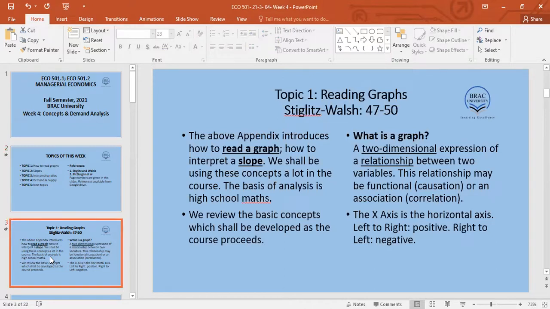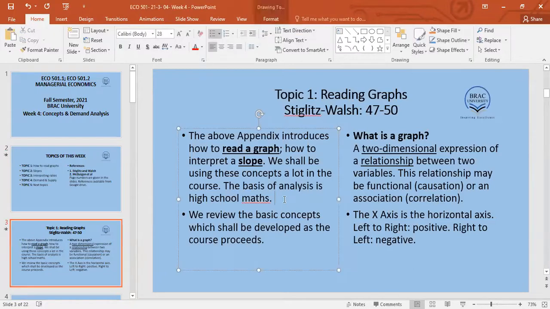Okay, first of all, the first topic that we're going to do is how do we read a graph and how do we interpret a slope? Because we'll be using these 2 concepts quite a lot. And the basis of our analysis today is high school maths. For some of you, it's going to be too easy, but nevertheless, let's first of all define what we mean by a graph. A graph formally is actually a 2-dimensional expression of a relationship between 2 variables.